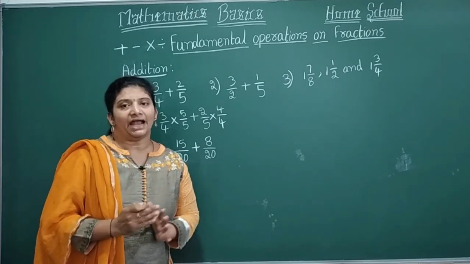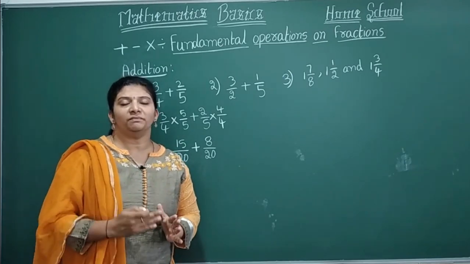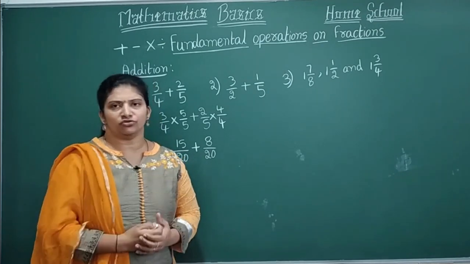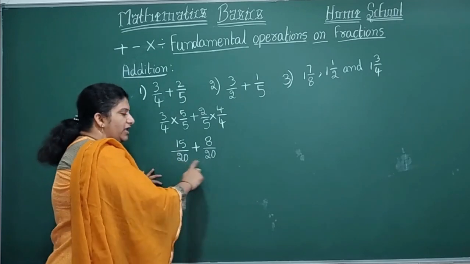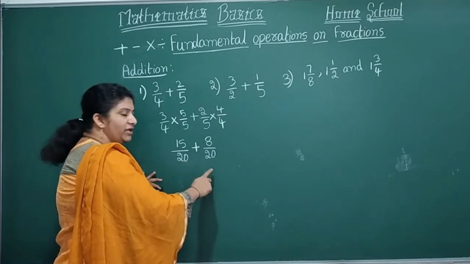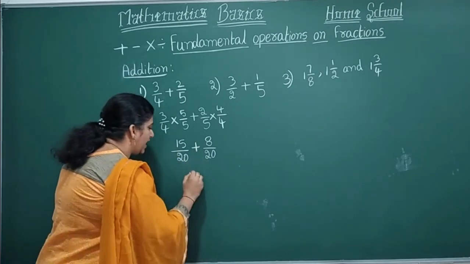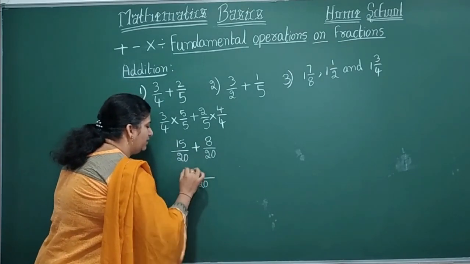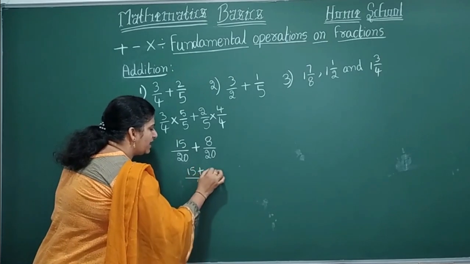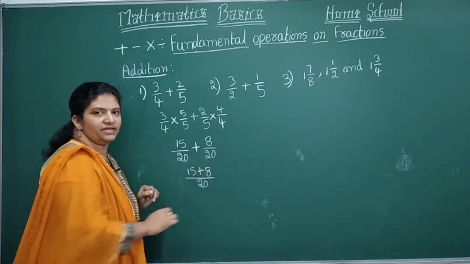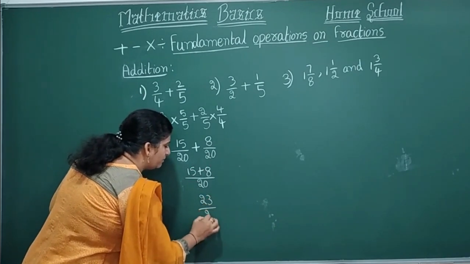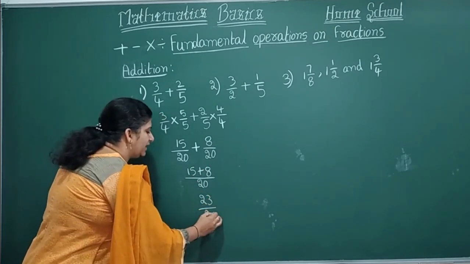Look here children, observe carefully. When we add fractions, after making the denominator common, we can add these two fractions. So now your denominator is the same. What is the denominator? 20. So now in the same line, take 15 plus 8. Add these two now. It will be 23 by 20.